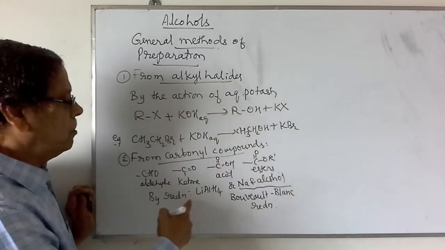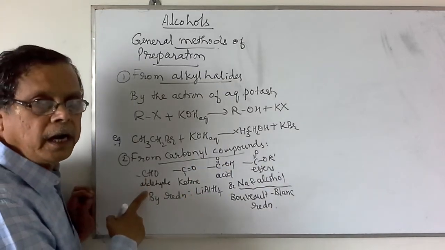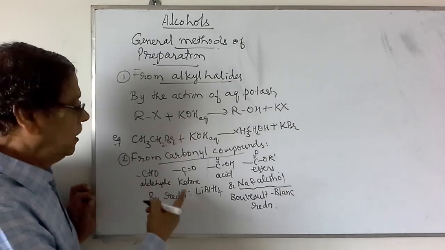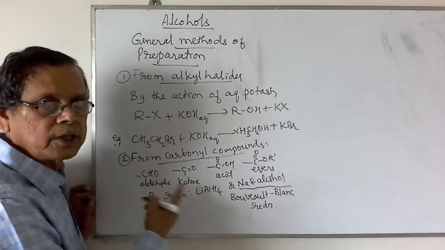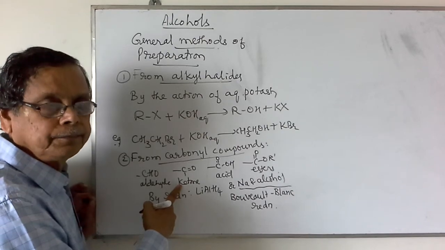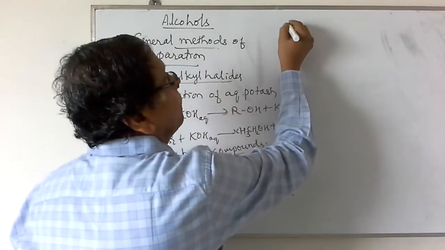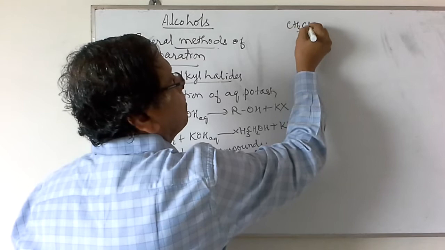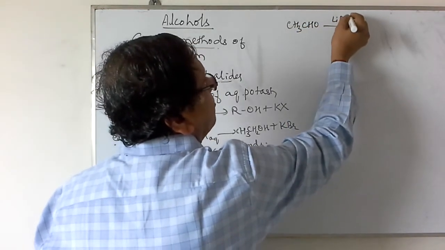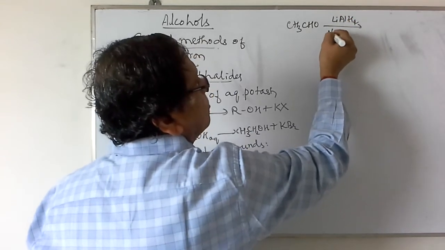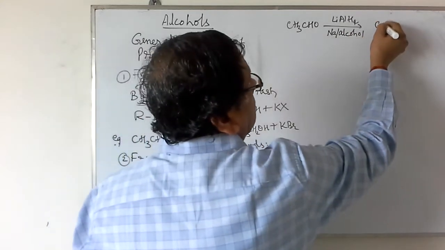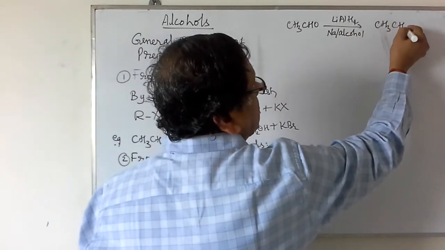Depending on the required alcohol, we have to start with the corresponding aldehydes. Suppose you take formaldehyde, it gives rise to methanol. If you take acetaldehyde, it gives rise to ethanol. If you start with acetone, it gives rise to 2-propanol. So let me write, for example, CH3CHO. If this is subjected to reduction either by using lithium aluminium hydride or by using sodium and alcohol, it gives rise to ethanol, CH3CH2OH.